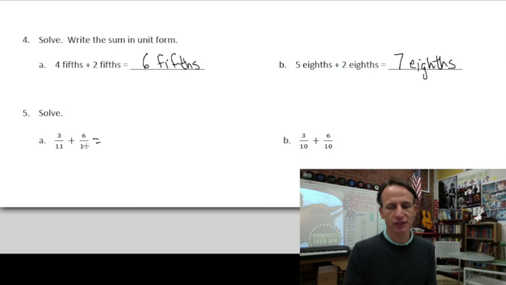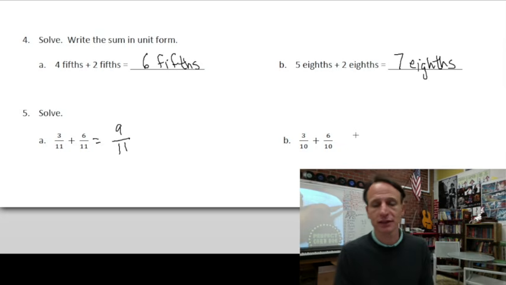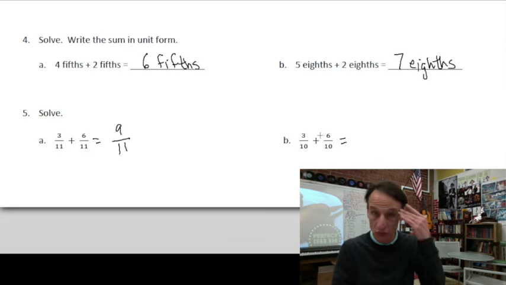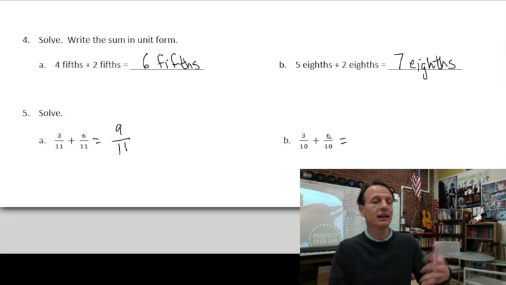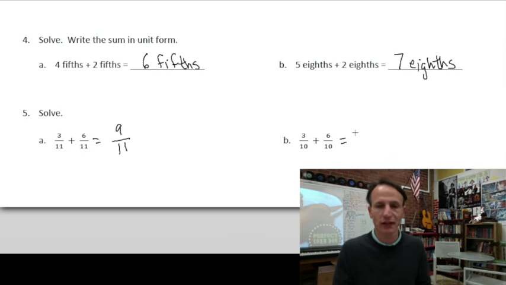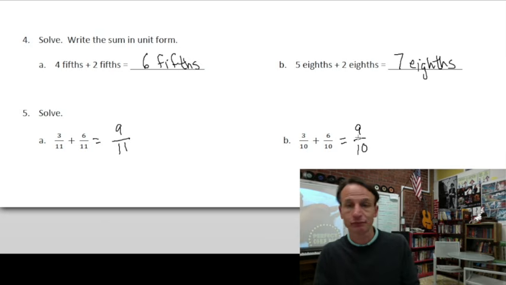So 3/11 plus 6/11. 3 and 6 make 9. And what are we talking about, Ed? We're talking about 11ths. All right. And so again, now with tenths, you notice they're giving us very similar examples here. And they do it for a reason, so you understand, like, hey, it really doesn't matter what the denominator is here. We're going to treat it the same way. 3 and 6 are still 9, but instead of 11ths, we're talking about tenths.